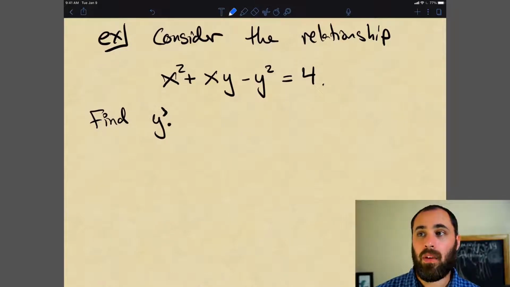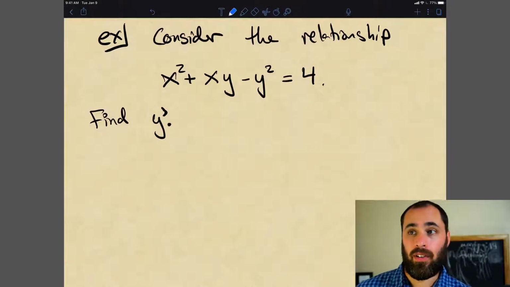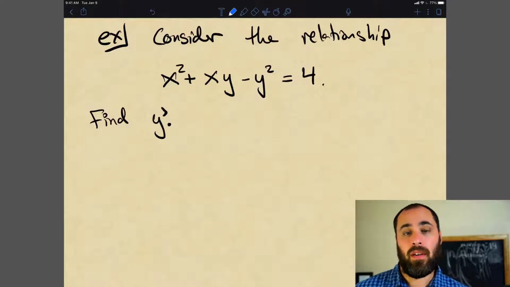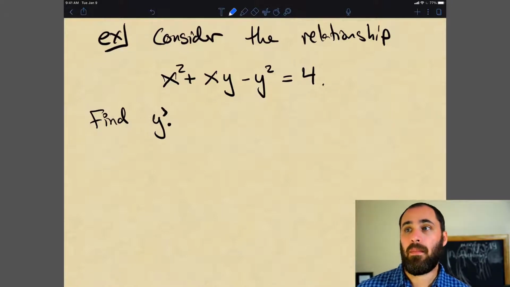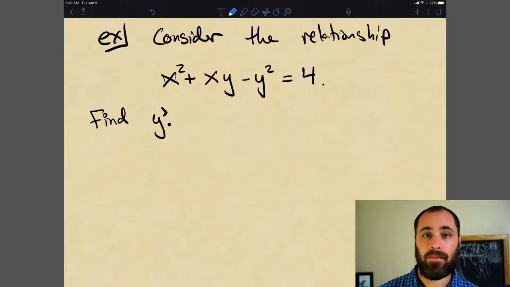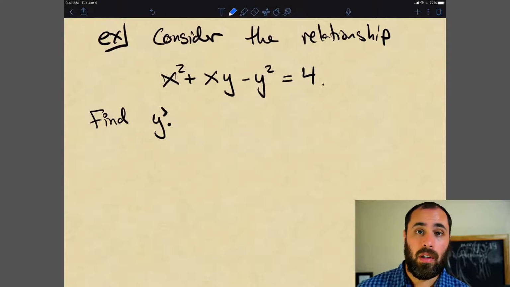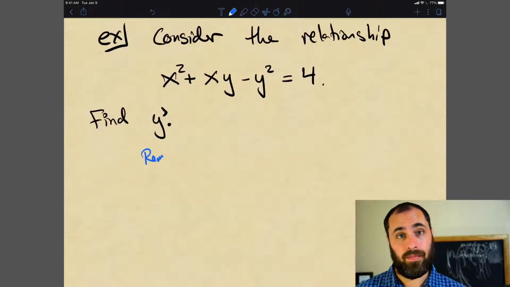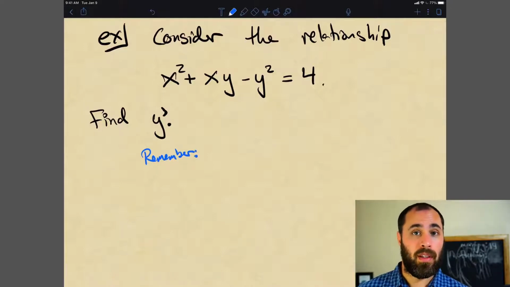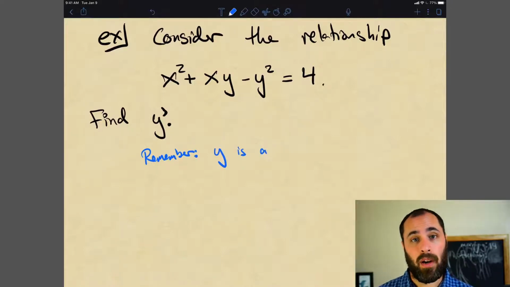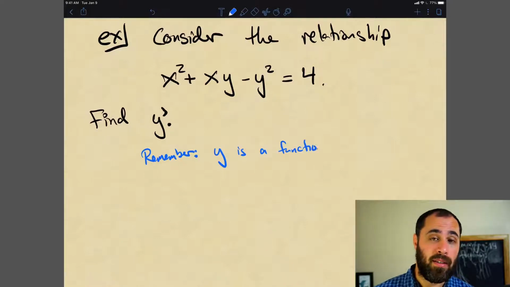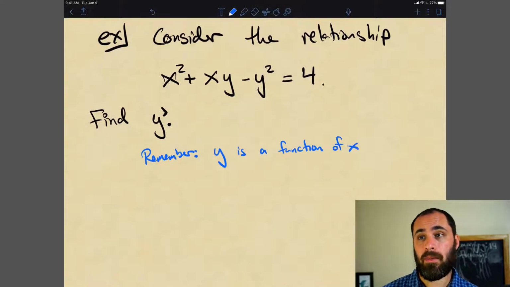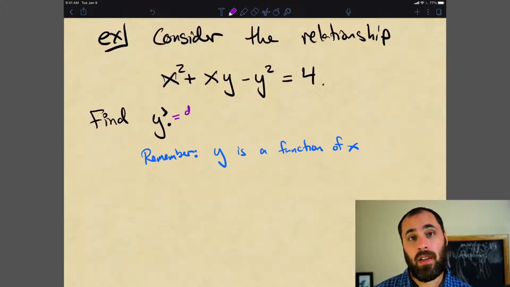In this example, we'll consider this implicitly defined function given by the equation x squared plus xy minus y squared equals 4. And the question is, what's y prime? So step 1, remember that we're treating y as a function of x. So nothing to write, just something to remember, to think about. And when we say y prime, we mean dy dx. You can write either one if it helps to remember. Really, we're asking about how y changes as x changes.